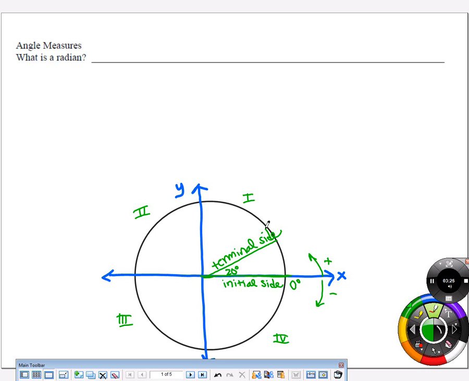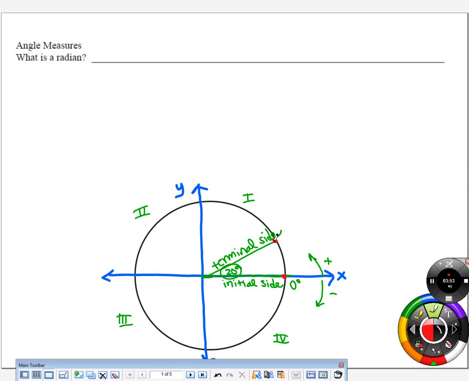Can anybody think of another number where I would actually end up with the same initial and terminal marking, but the number is different than 20, but it's still in degrees? So is there any way that I could still start here and end up here, but travel a different amount than 20 degrees?